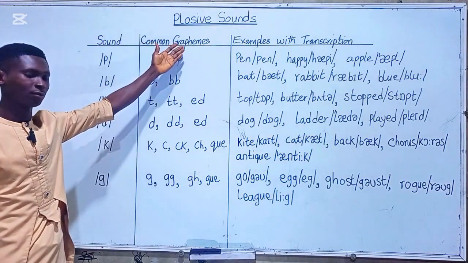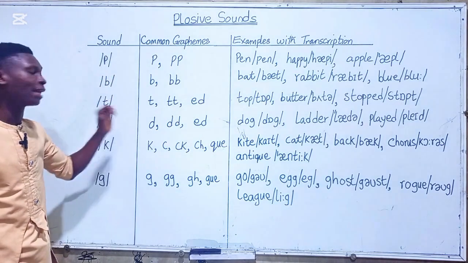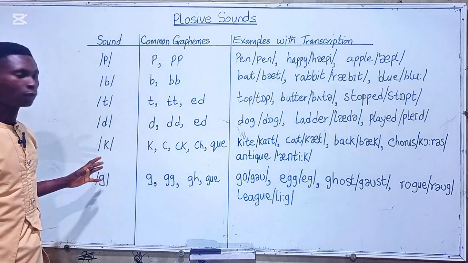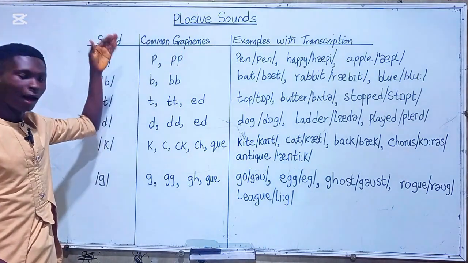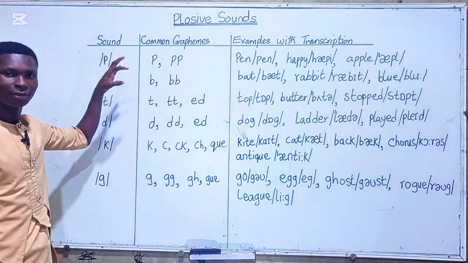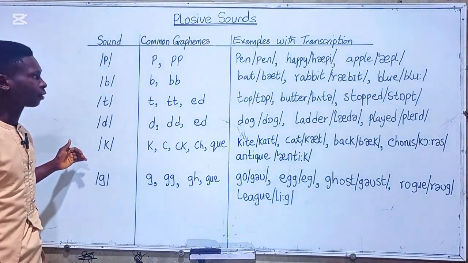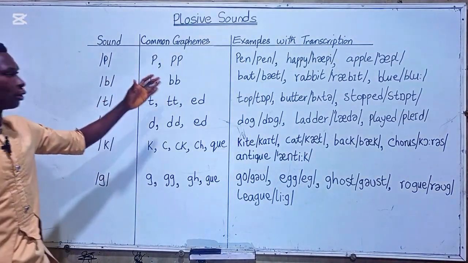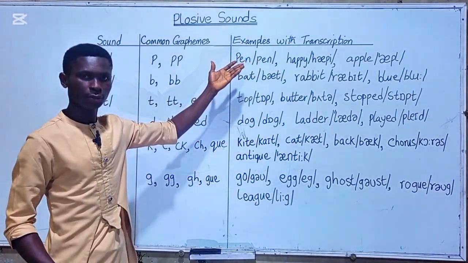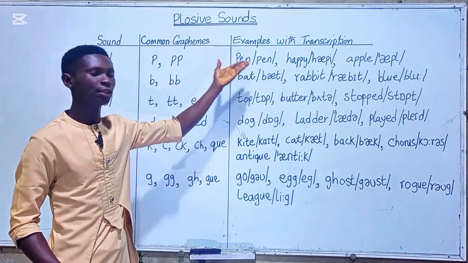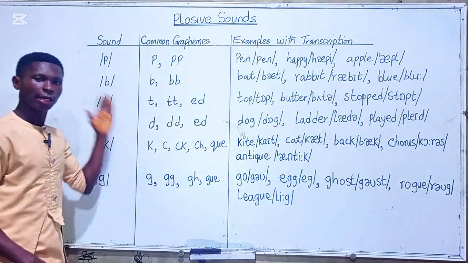By common graphemes, I mean the answer to the question, where can we find the plosive sounds? So what you have under common graphemes are the spellings, the letters of the alphabet that represent the plosive sounds. In addition, we have examples of words with the plosive sounds and their transcription. So let's look at each of them.